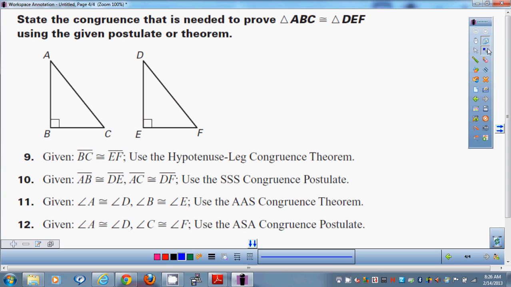What does it tell us we know in number 9? So I'm going to come up here and put a dash through those. Again, if you're doing it in pencil, make it a light dash because you're going to be making a different dash for every problem. Now it says, state the congruence that is needed. In other words, what else would we need to know to use the hypotenuse leg congruence theorem? Somebody raise your hand and tell me. What pieces would we need to know are congruent in order to show they're congruent using the hypotenuse leg congruence theorem? Yes, ma'am.